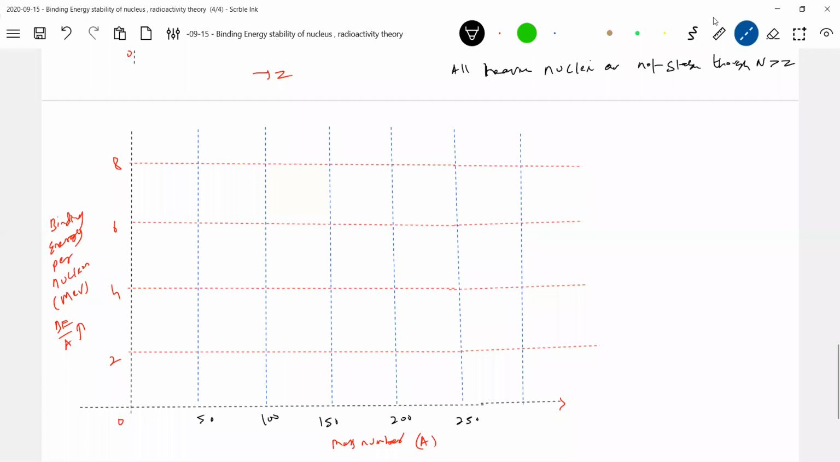One more color. A 10 mega electron volt. No, first we'll show the iron. Iron will be around 8.51, at mass number 56. Nitrogen also will be more than 8. Below it will be 1, which is deuterium. Tritium, 3, it will be.